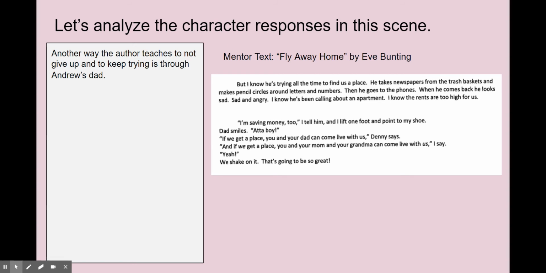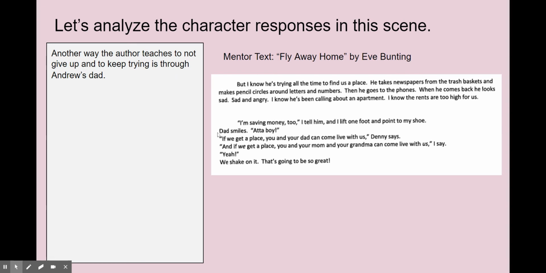Okay, so I'm specifically working on my paragraph that starts with this topic sentence: Another way the author teaches to not give up and to keep trying is through Andrew's dad. So remember my thesis statement is how Fly Away Home teaches us not to give up even when things are really bad. So the paragraph that I have now is: Another way the author teaches to not give up and to keep trying is through Andrew's dad.